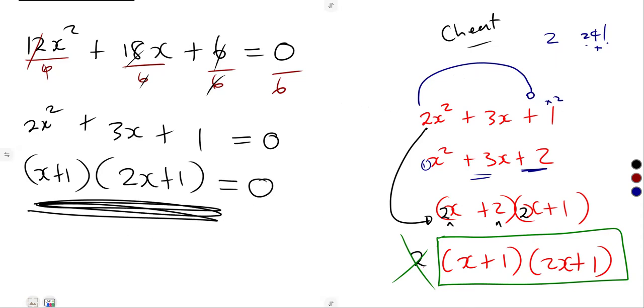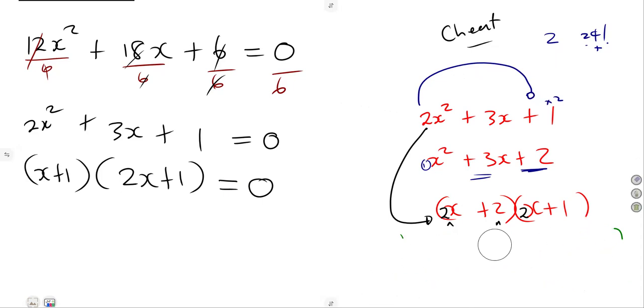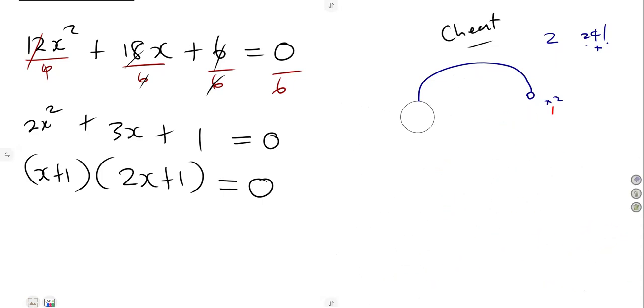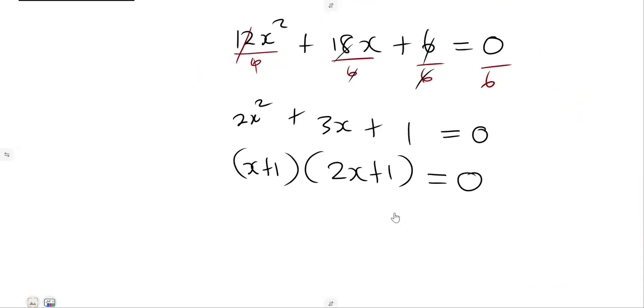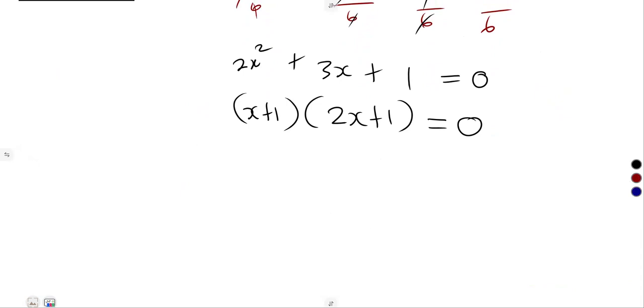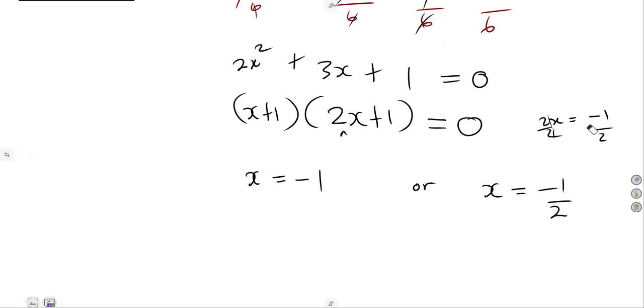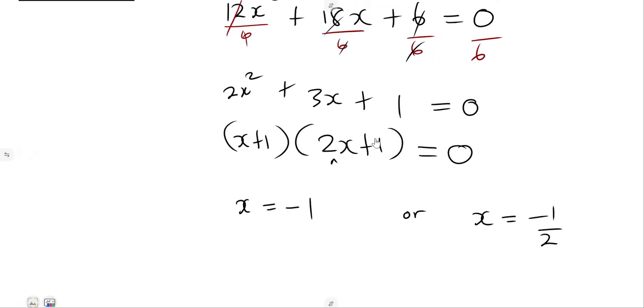Here, guys, obtaining these two brackets is in your hands. Use whatever method you understand. Or if factorization is not for you, use the quadratic formula. Still, you're going to get your full marks. From here, these two brackets are equal to 0. So x is equal to negative 1, or x is equal to, with the 1 to the other side going negative and dividing by 2, negative a half. So we have got the values of x.